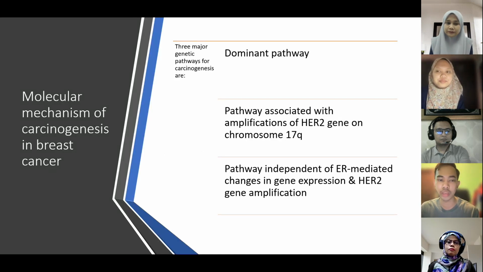So we talk about the molecular mechanism of carcinogenesis in breast cancer. There are three major genetic pathways for carcinogenesis. First, the ER-dominant pathway. The second one, the pathway associated with amplification of the HER2 gene on chromosome 17q. And lastly, the third one, the pathway independent of ER-mediated changes in gene expression and HER2 gene amplification.